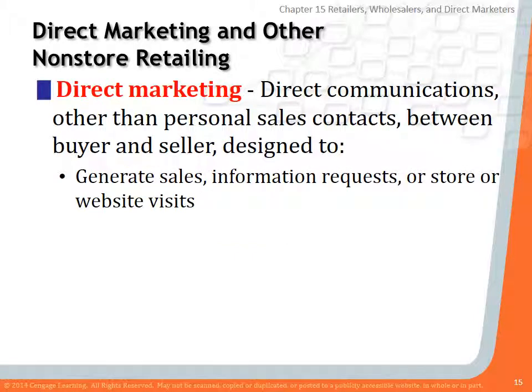Now, as I mentioned, there are other ways that you can directly contact or sell product to consumers. One is called direct marketing, where there's a contact between you and the consumer, and this is a way of generating sales, information requests, or store website visits. It could be a direct mail piece that many folks get in the mail. So there's a variety of ways you can do direct marketing.